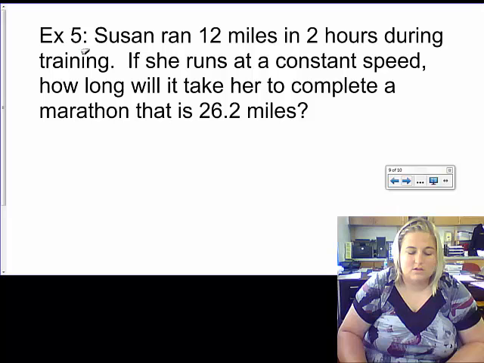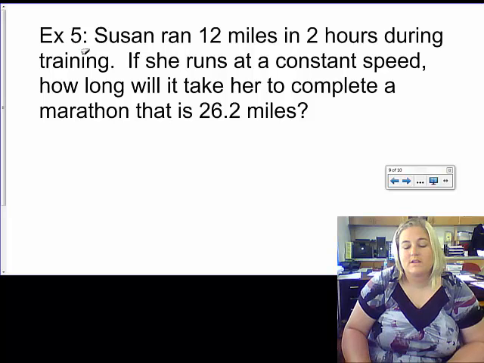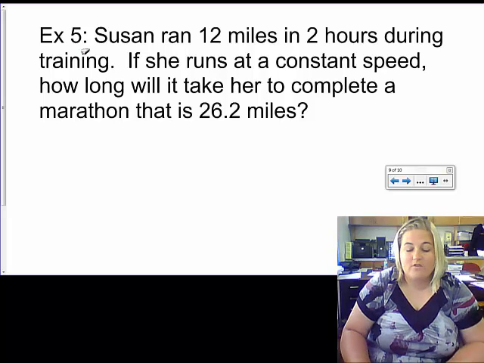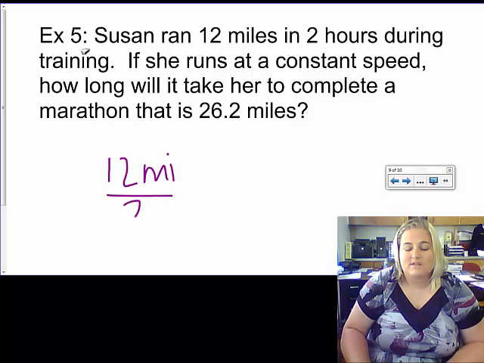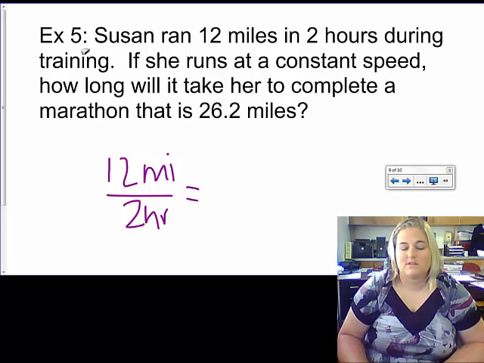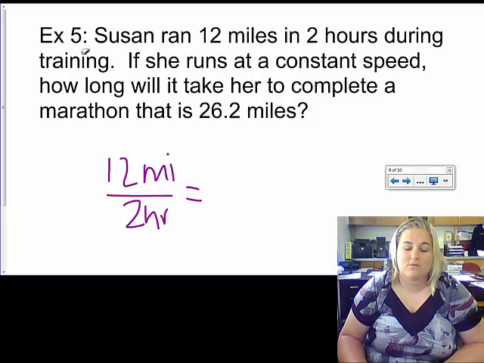Final example, Susan ran 12 miles in 2 hours during training. If she runs at a constant speed, how long will it take her to complete a marathon that is 26.2 miles? So I know that she can run 12 miles in 2 hours. And I want to know how long it's going to take her to run 26.2 miles.